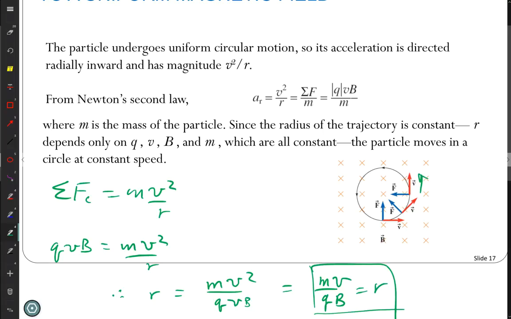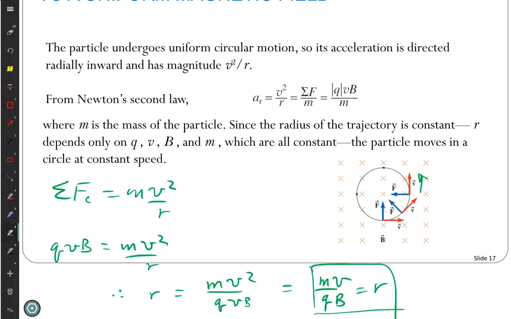So it's going to go around a circle that depends on the mass, the speed, the magnetic field, and the charge. Now, what if it was a negative charge instead of a positive charge? What would be different? It would point the opposite direction, so it'd be a clockwise circle instead of a counterclockwise circle. It'd still do the circle, but in the opposite direction.